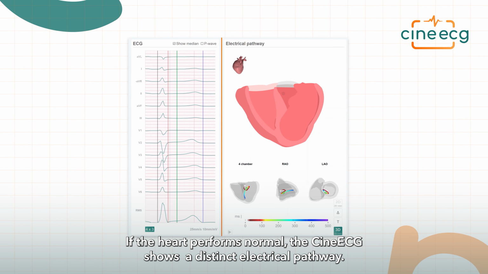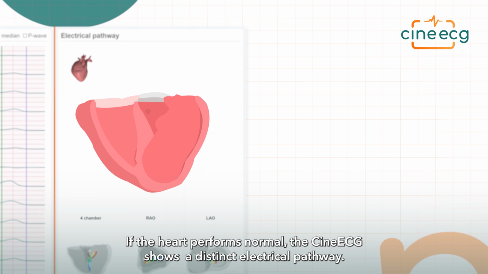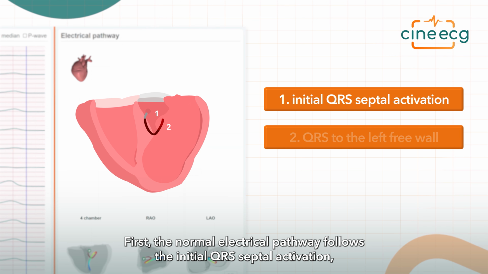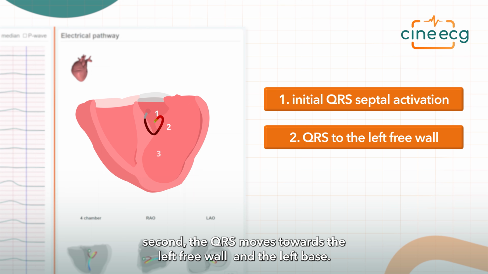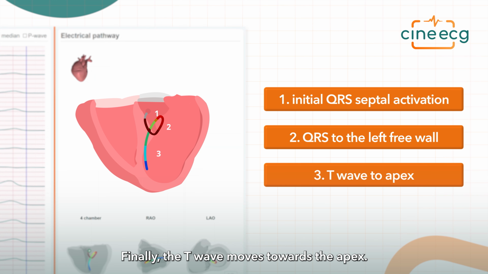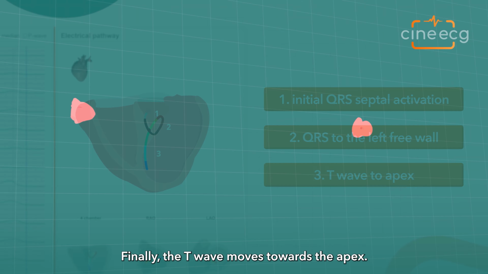If the heart performs normal, the CineECG shows a distinct electrical pathway. First, the normal electrical pathway follows the initial QRS septal activation. Second, the QRS moves towards the left free wall and the left base. Finally, the T wave moves towards the apex.